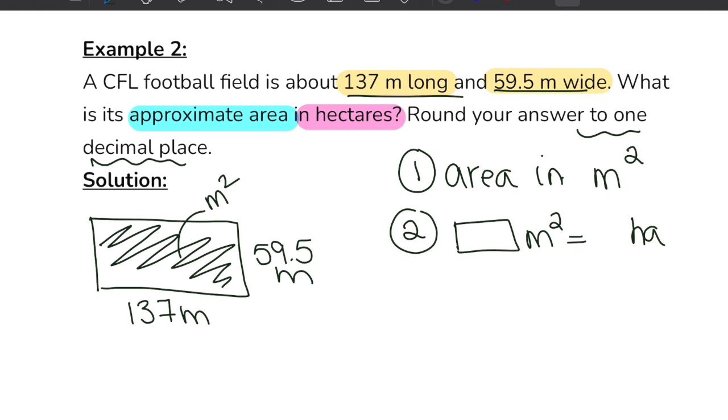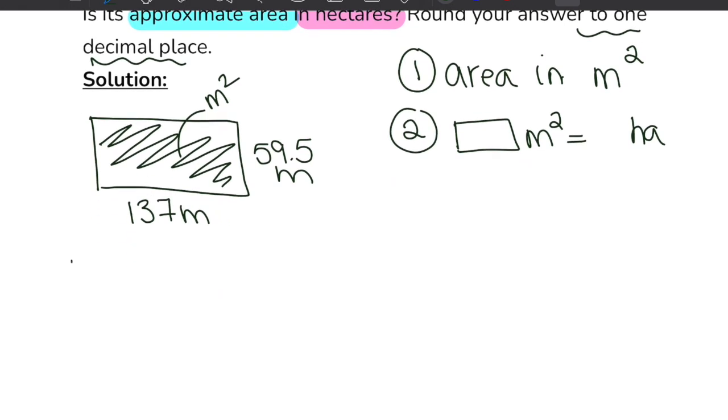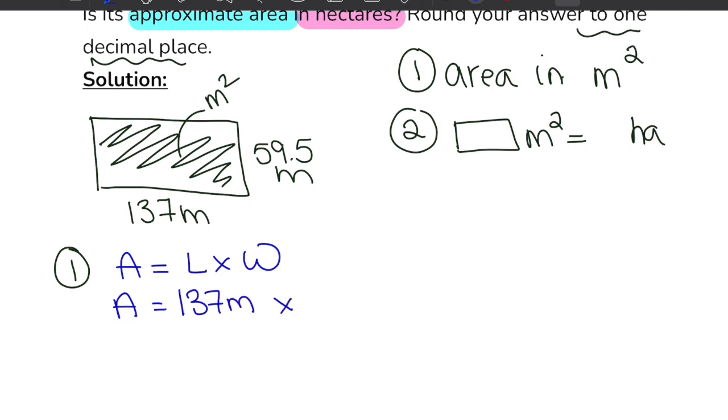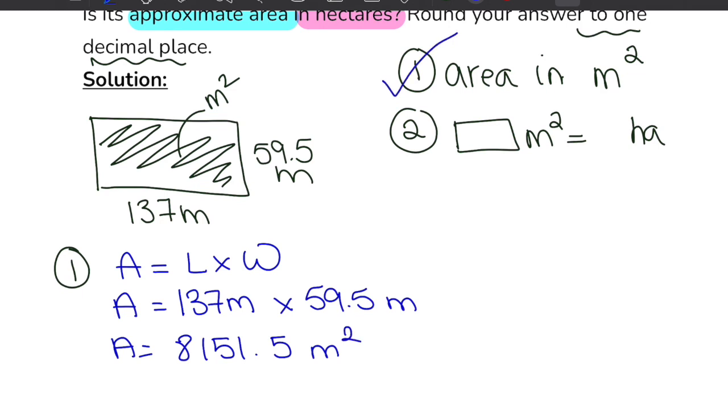So let's begin. Step number 1, find the area in square meters. So the area of a rectangle is length multiplied by width. The length in this case is 137 meters. The width is 59.5 meters. Use your calculator and multiply those two numbers, and we should get 8,151.5 meters squared. All right, step number 1 is complete. We found the area in square meters. Now, step number 2 is to convert it into hectares.